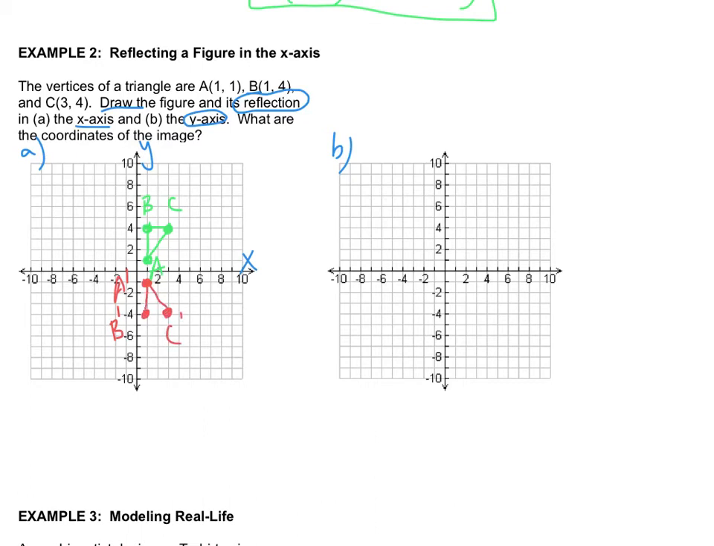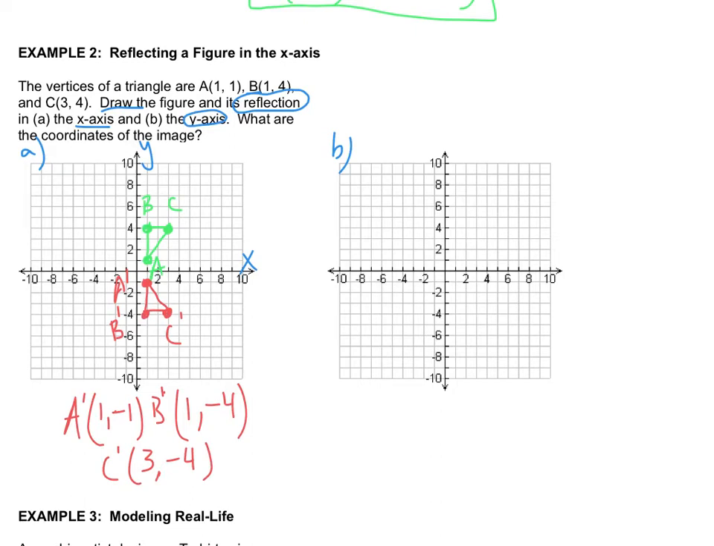I connect the dots, and there's my triangle that's been reflected over the x-axis, meaning it's been flipped downward. So to answer my question completely, they wanted to know the coordinates, so A prime is sitting at 1, -1. B prime is sitting at 1, -4. C prime is sitting at 3, -4.